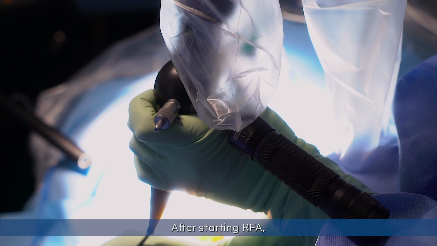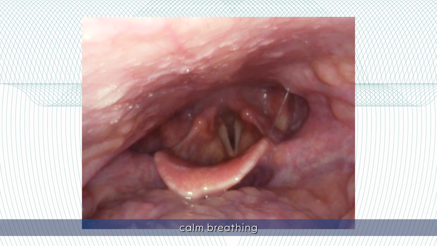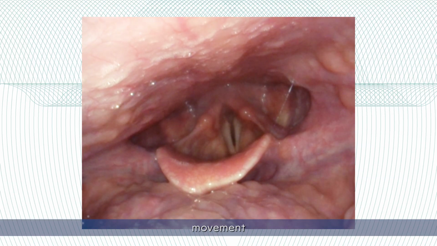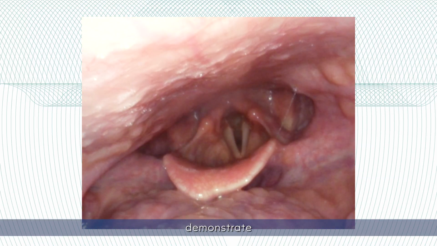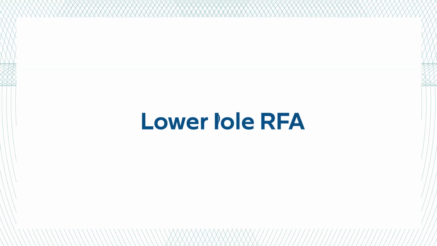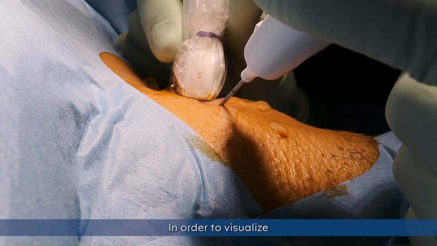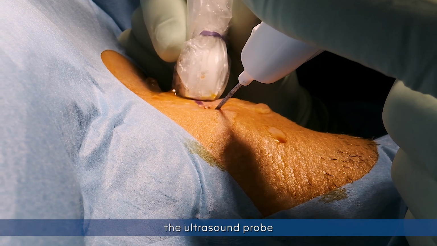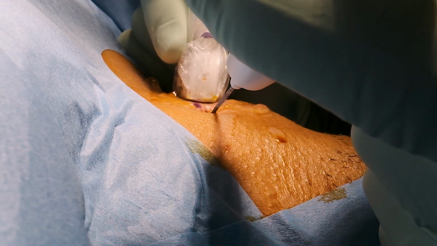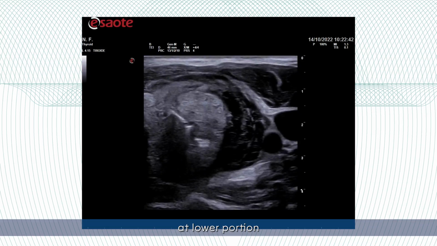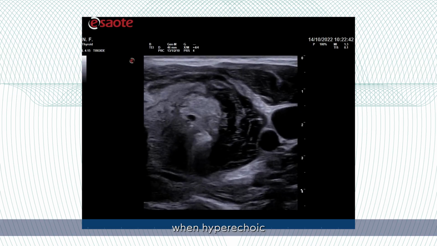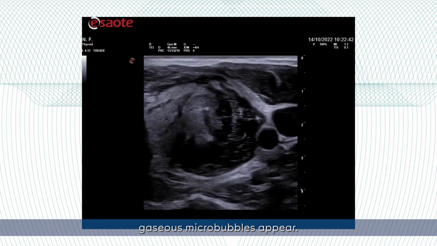After starting RFA, FFL shows calm breathing of sedated patient. Symmetric vocal cord movement during breathing acts demonstrate no RLN irritation. In order to visualize electroshaft, the ultrasound probe and needle must be perfectly aligned. Ablation starts at lower portion of nodule, close to danger zone, when hyperechoic gaseous microbubbles appear.